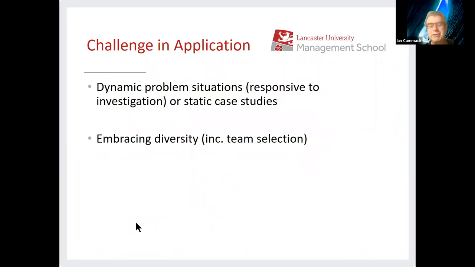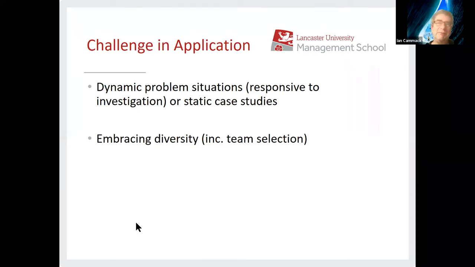So some of the challenges I have in application. What I am looking at here is this idea of trying to get a dynamic problem situation that the students can engage with, a problem situation that is responsive to their investigation, where they've got stakeholders that they can talk to, learn from, and adapt their modeling based upon that learning.